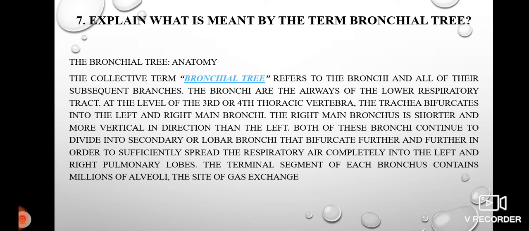So yun ang main function or the primary function sa lungs, is to exchange gases between the body and the environment.